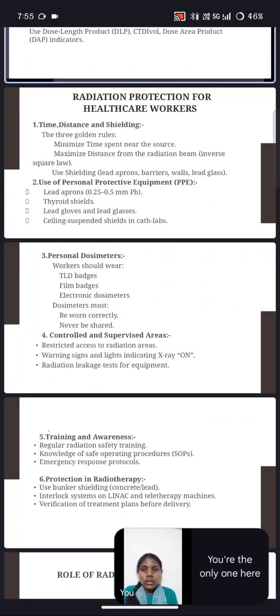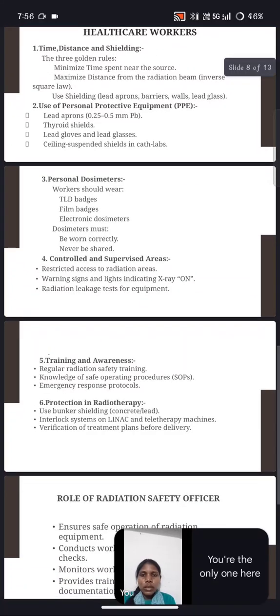The second one is use of personal protective equipment. The personal protective equipment includes lead aprons, thyroid shields, lead gloves, and lead glasses, etc. The third one is personal dosimeters. Workers should wear TLD badges, film badges, and electronic dosimeters. The dosimeters must be worn correctly and never be shared.